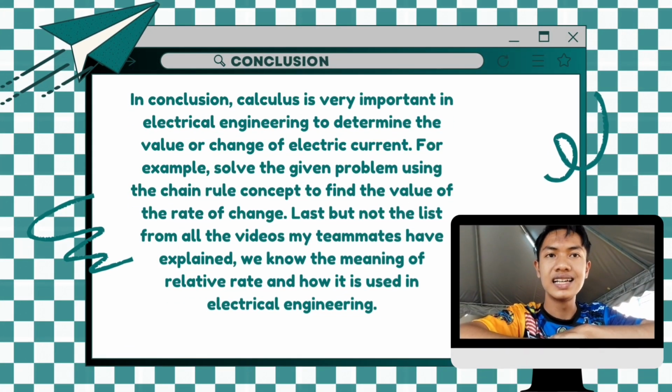In conclusion, calculus is very important in electrical engineering to determine the value or change of electric current. For example, solve the given problem using the chain rule concept to find the value of the rate of change. Last but not least, from all the videos my teammates have explained, we know the meaning of relative rate and how it is used in electrical engineering.